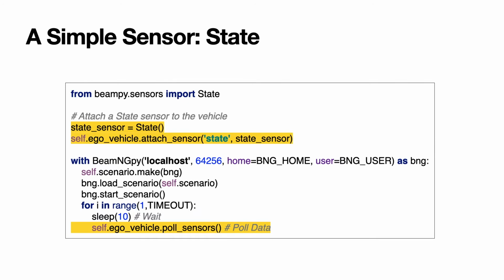For example, here I have the simplest example, the sensor state. Sensors are defined under the module BeamNG.sensor, and we import state. So we have a state sensor, we attach it to the ego vehicle, and then once you start the simulation, after we load the scenario, we can poll the sensors. We poll the sensor, we get the data, and then after that we can read it.